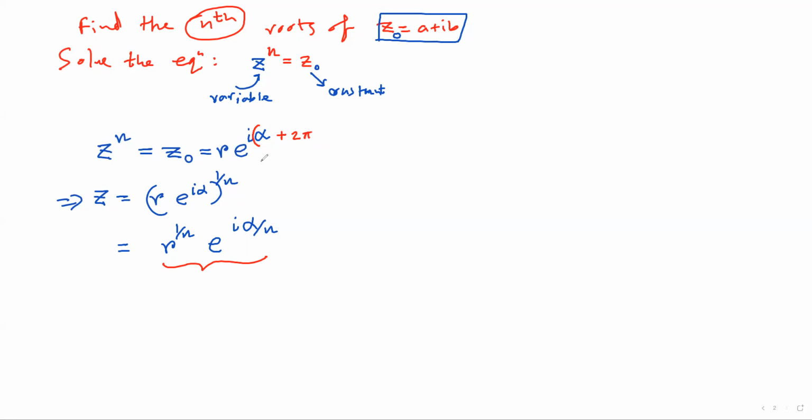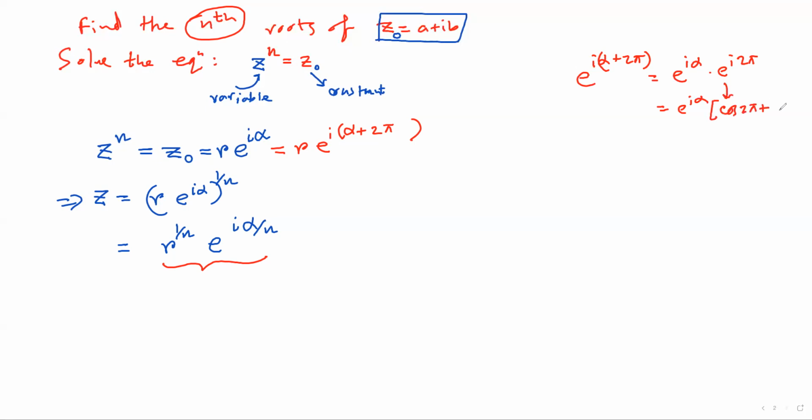So let's write another equation, and the expression is actually equal to alpha plus 2 pi. This is because e to the power i alpha plus 2 pi is actually e to the power i alpha times e to the power i 2 pi. Keep e to the power i alpha intact and expand this using Euler's equation, which should be cos 2 pi plus i sine 2 pi. And sine 2 pi is 0 and cos 2 pi is 1. Cos 2 pi is cos 0, right? Which is 1. So this is just e to the power i alpha. That is why I can write like this.